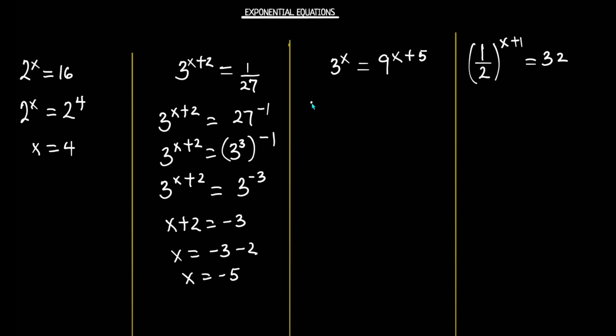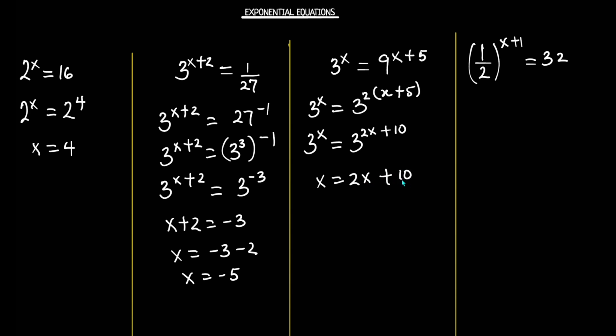Moving on. Here, we're going to do the same thing. 3 raised to the power of x equals 9 raised to the power of x plus 5, right? So we have 9 as 3 raised to the power of 2 multiplied by x plus 5. Therefore, this becomes 3 raised to the power of x equals, you can open the parentheses, 3 raised to the power of 2x plus 10. Compare the power again. x equals 2x plus 10. When you try to solve this, x equals negative 10.